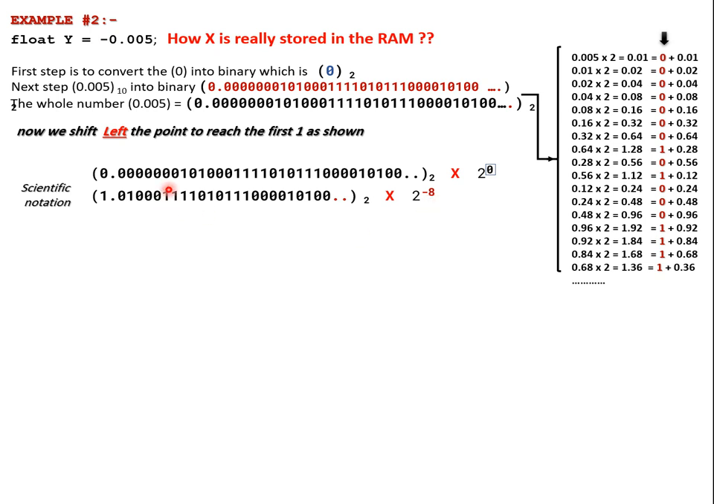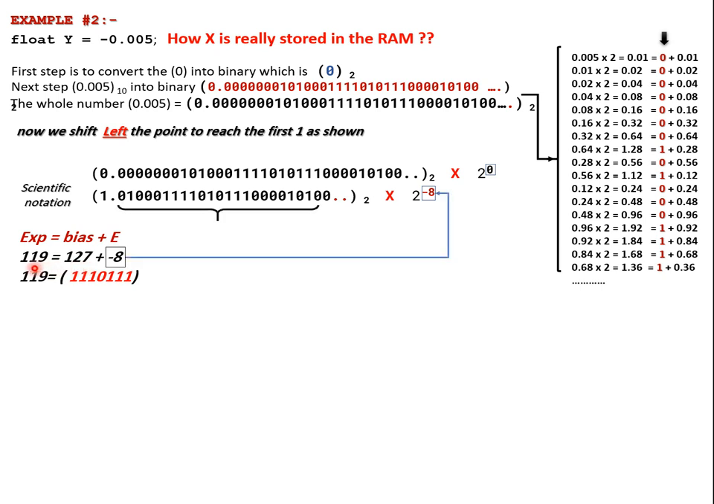Now, the final result after being in scientific form is going to be like this. This is the 1, the same as you can see, and then we put the point, then 0, 1, 0, 0, 0, as you can see, the same number. Now we will use this number, which is minus 8, and add it to 127, and the result will be 119. We convert 119 into binary form, and as you can see, it's going to be 1110111.